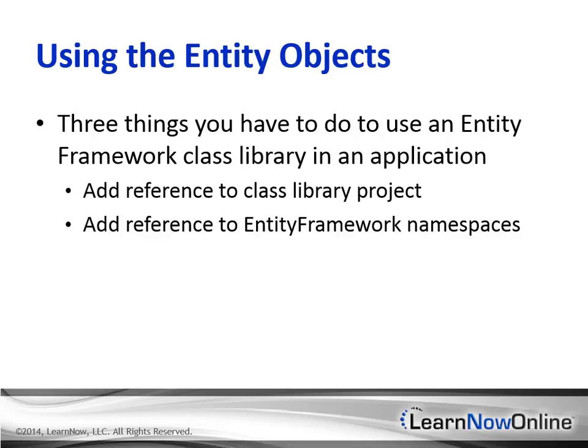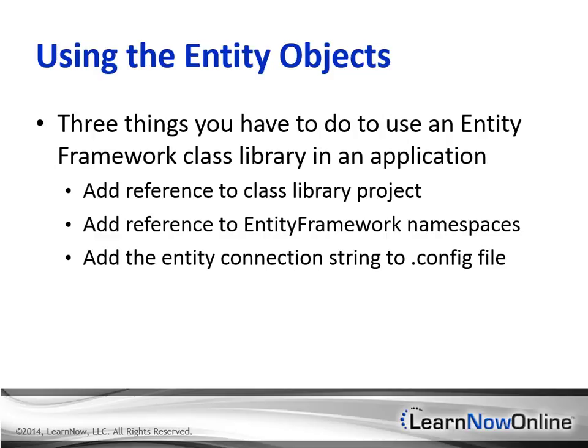Second thing I need to do is add a reference to the system.data.entity namespace, or to Entity Framework, which implements the Entity Framework in the .NET framework. And then I need to add the entity connection string to the application's config file. Sometimes you can just copy the entire app.config file from the class library project, or just copy the connection string element to the application's .config file. And, of course, you need to write some code in order to use the data.